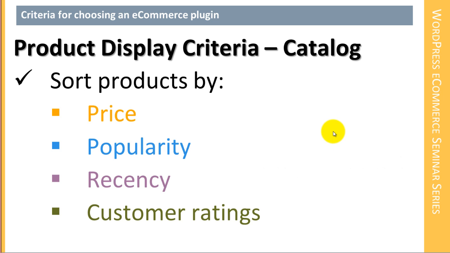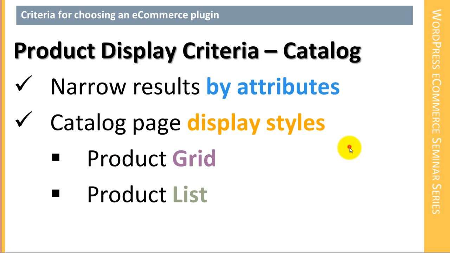Can you sort products? I mean, if you've got a product catalog page and you're looking at 100 products, can you sort those products by price or by popularity or by recency or by customer ratings? Can you, as I said before, narrow the results by attributes? Is there some way for you to specify an attribute that allows you to drill down to look at a smaller subset of the products? Does the catalog page have different types of display styles? Can you set them, say, to display in a product grid rather than in a product list, or vice versa?